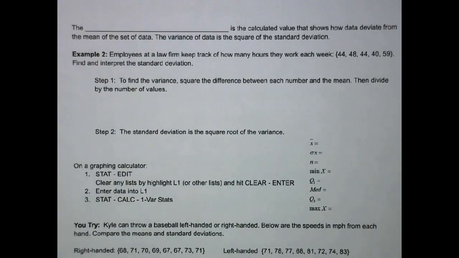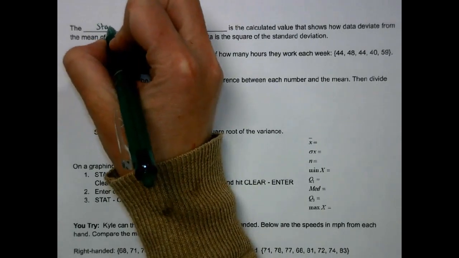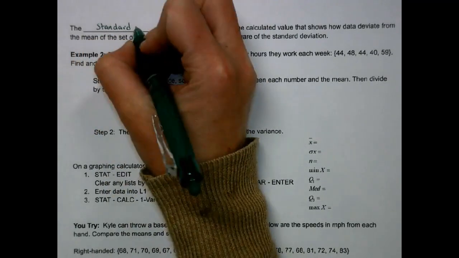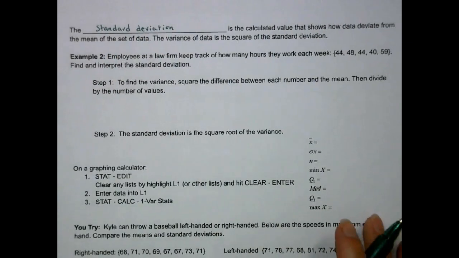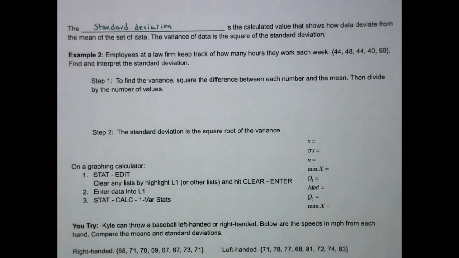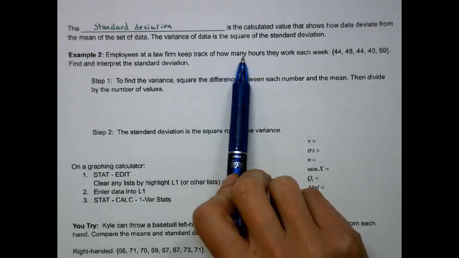The next way we can look at spread is with something called the standard deviation. This is calculated and shows how the data deviate from the mean of a set of data. The variance of the data is the square of the standard deviation. So we're going to do this by hand, but then I'm going to show you that ideally, we're going to use the calculator.